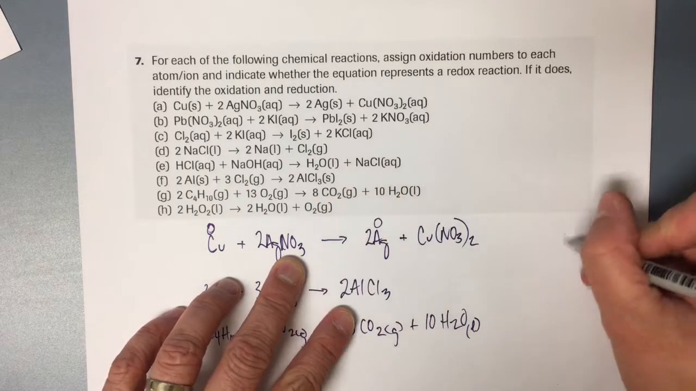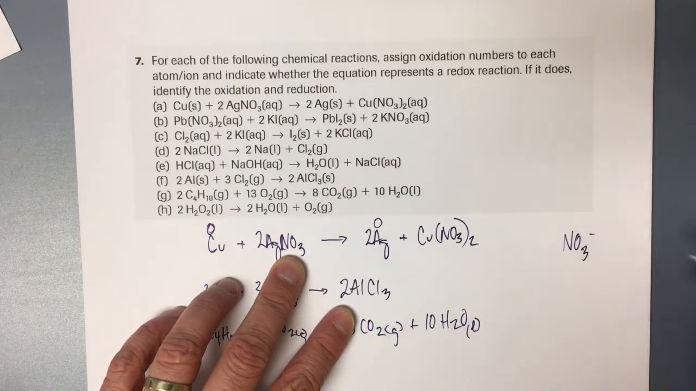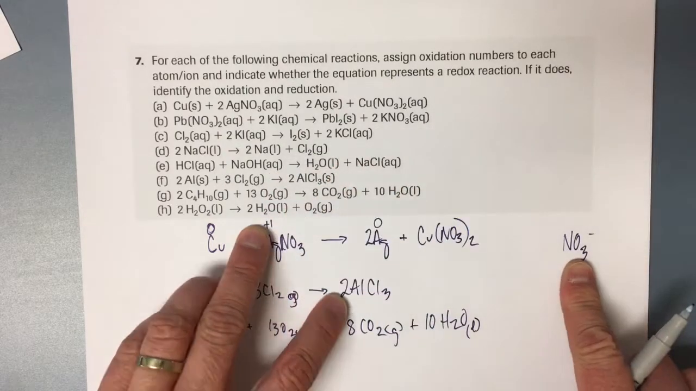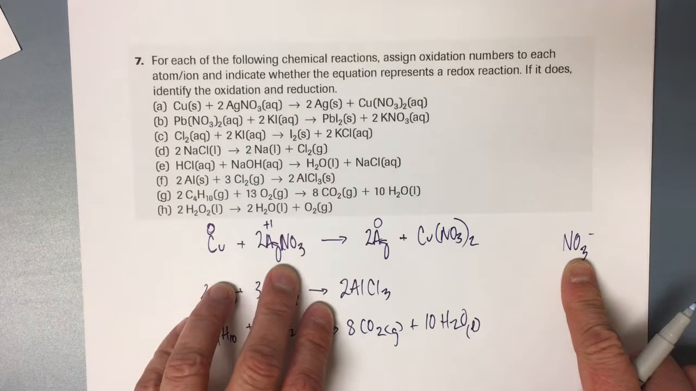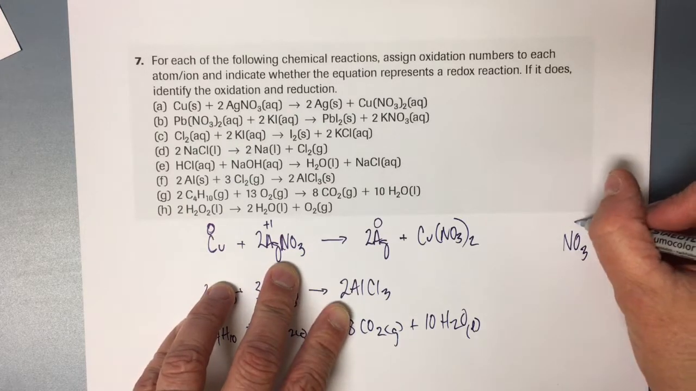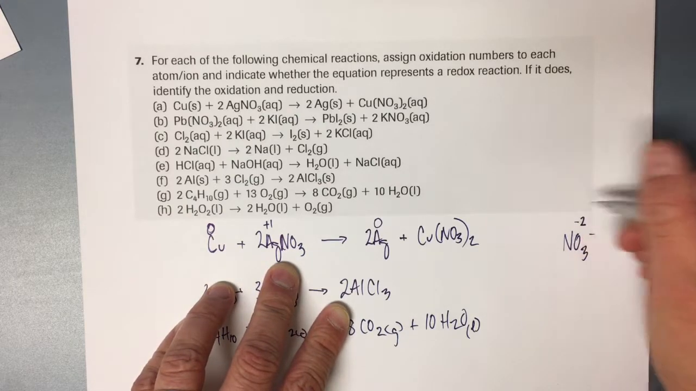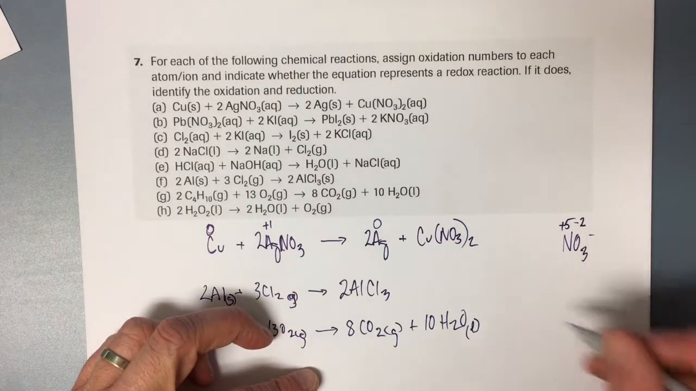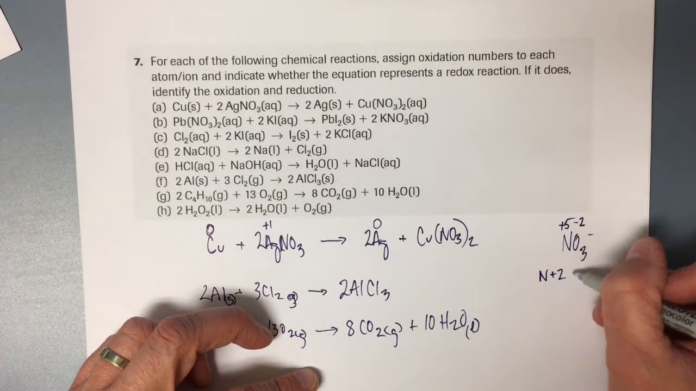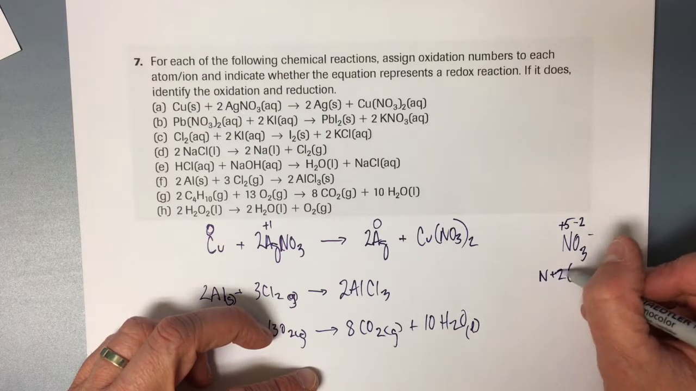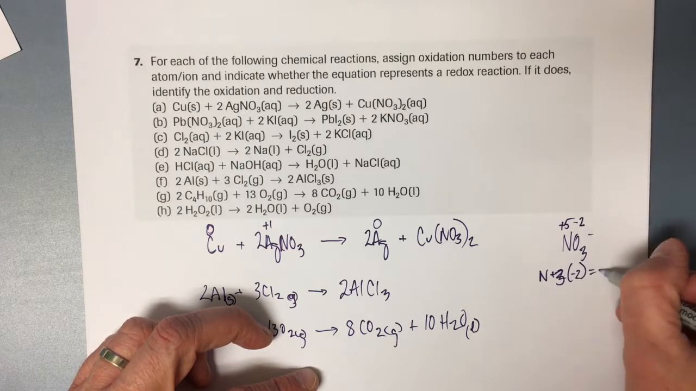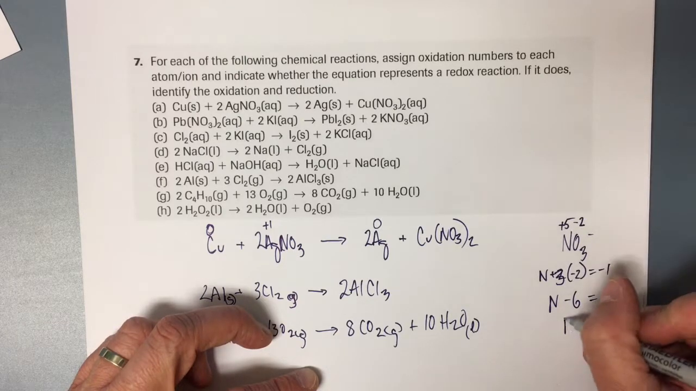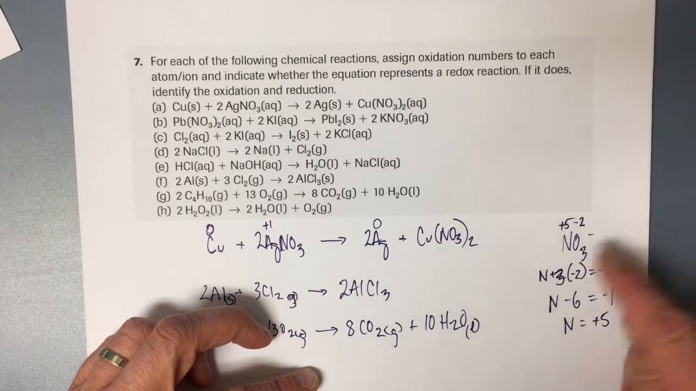Now nitrate is this. So silver is an ion with a +1 charge, because one silver and a nitrate have no charge altogether. Oxygen is a -2, and so the nitrogen is a +5. And the math that supports that is n plus 3 times -2 equals -1, n minus 6 equals -1, n equals +5.